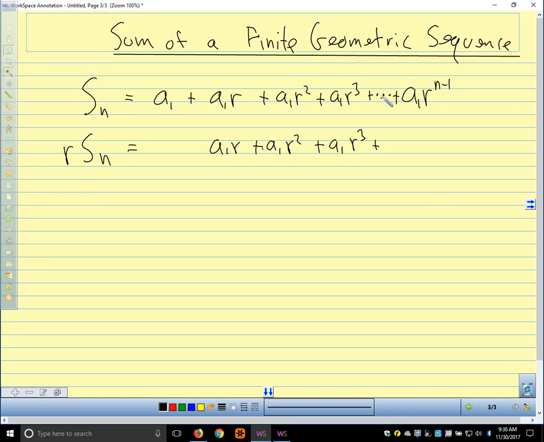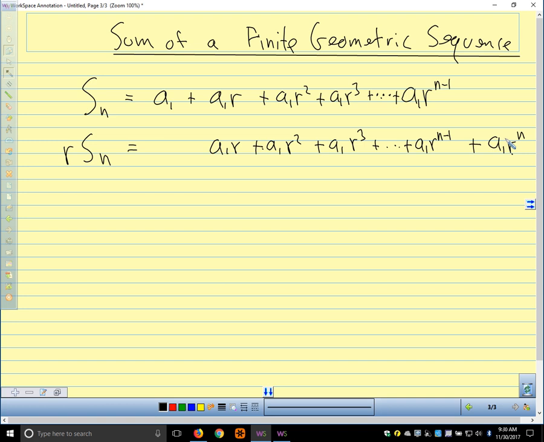The one before this, the previous term to a1r to the n minus 1, would be a1r to the n minus 2. And when I multiply that by r, I get dot dot dot plus a1r to the n minus 1. And finally, when I multiply a1r to the n minus 1 by r, I get plus a1r to the n. So the one before this is a1r to the n minus 2. Multiply that by r, add 1 to the exponent, I get this. And when I multiply this by r, I add 1 to the exponent, and I get this. So we've matched up all of these in between.